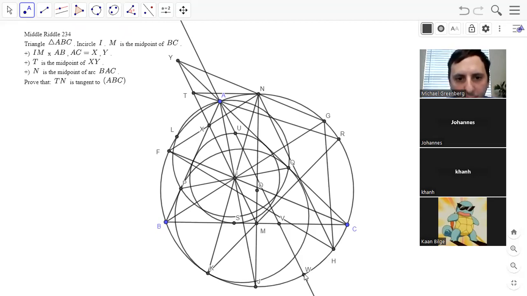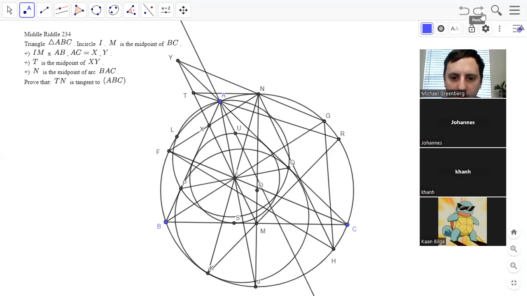So basically, BCRW is harmonic, and W is like the reflection of K over NJ, I think. Maybe not. But BCRW is harmonic. Yeah, but I don't know how much that really helps actually. Well, you could project through M.